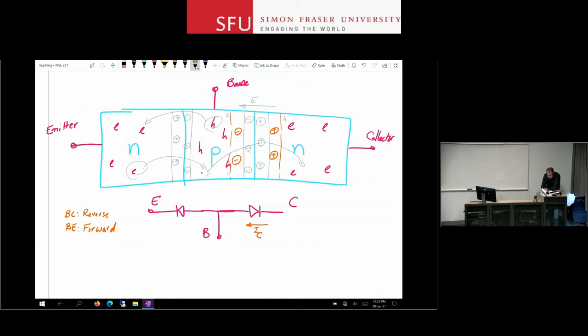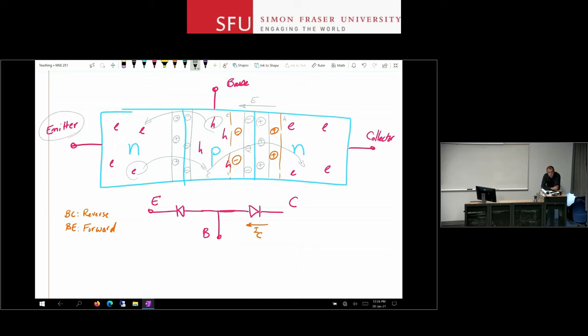Some of the electrons that show up in the base, because I have a lot of holes here, will recombine with those holes, and I lose some of the electrons from the left side as they travel to the right side. Now I can see why I gave those names for those three regions.